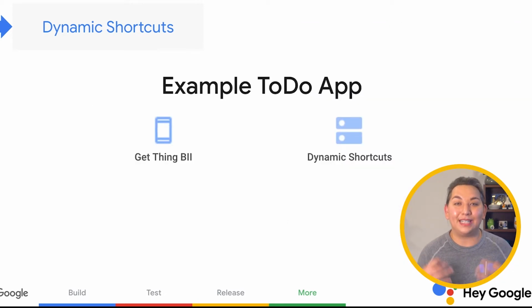So going back to our example, To-Do app, a use case for dynamic shortcuts could be that every time the user creates a new to-do item, you can push that as a shortcut linked to a get thing BII with the name the user gave to that item. So they can call it up whenever they want using that same name. So before implementing dynamic shortcuts, the BII for get thing and fulfillment needs to be established first.